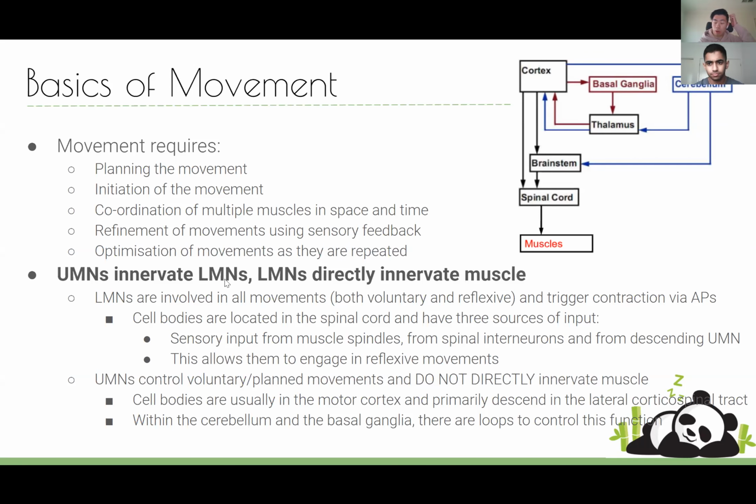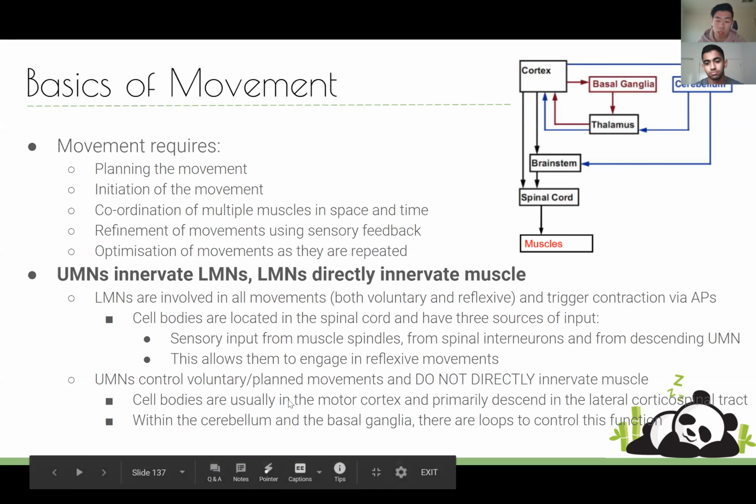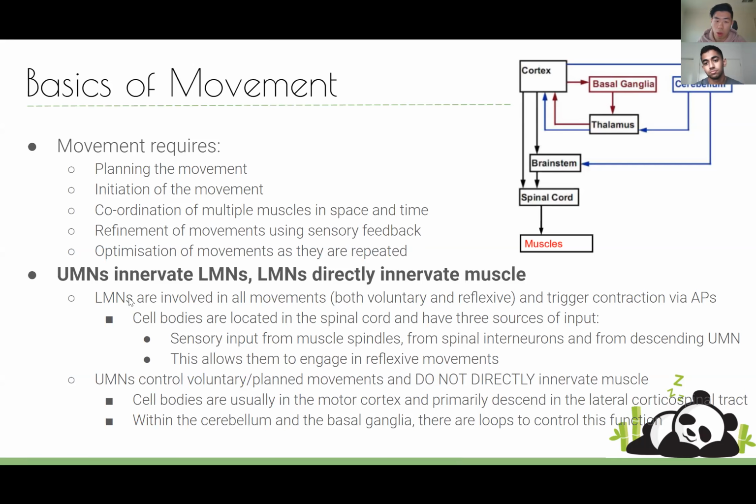So lower motor neurons are involved in movement. They have their cell bodies located in the spinal cord and have three input points: the muscle spindles, the spinal interneurons, and descending upper motor neurons. These allow them to engage in reflexive movements. And then the upper motor neurons control voluntary and planned movements, but they don't directly innervate muscle. They interact with the lower motor neurons to do so. We'll talk a little bit more about how that happens, and the loops involved, in a sec. But those are the basics.